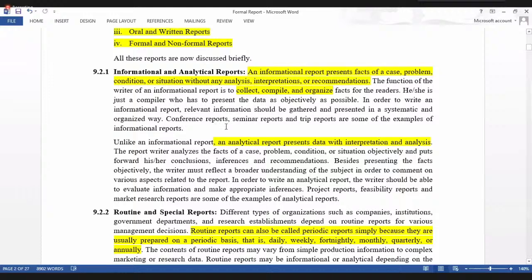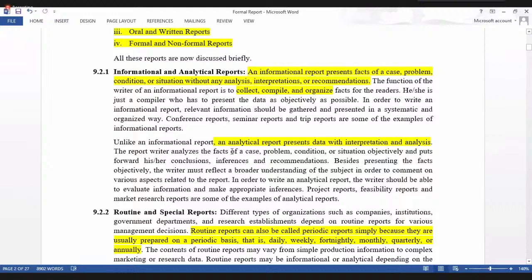Likewise, seminar report. Similarly, you have trip report. Suppose for some project work, you go to the field, and then you observe the things, and on the basis of that you prepare the report. That becomes a trip report, isn't it? So there also, whatever you see, whatever you observe, you exactly present. So these are the examples of informational reports.